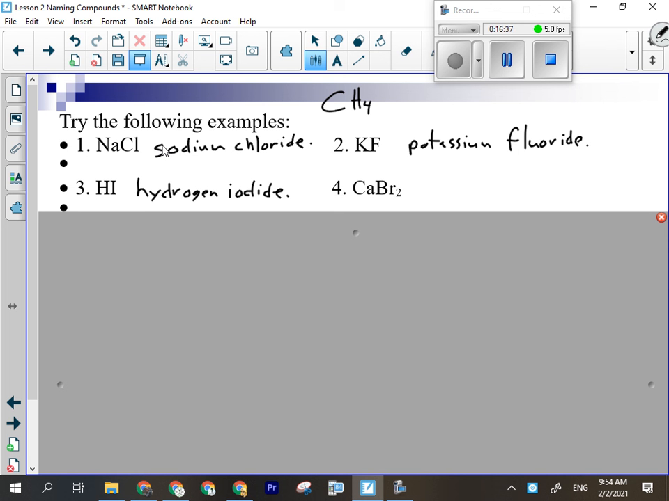And then we have our last one here. We've got calcium as the metal and bromine as the non-metal, so this will be calcium bromide. Do we need anything to denote the 2? We do not. All right, does that seem familiar? Ringing a bell from last year?